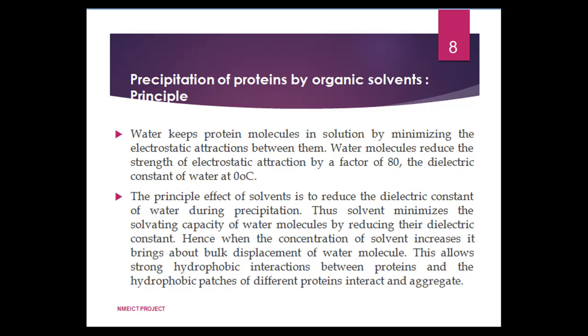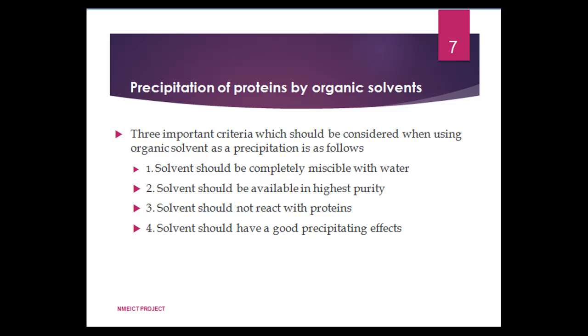But when we use organic solvent as a precipitant, there are few important criteria which we should consider. First, the solvent which we use should be completely miscible with water. Solvent should be available in highest purity. Another factor, it should not react with proteins. And very importantly, it should have a great precipitating effect. The most commonly used solvents are acetone and ethanol, but acetone is a better protein precipitant than ethanol.